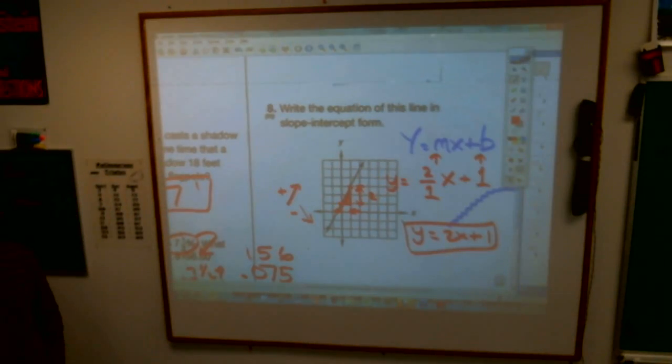Wait, why is it 2x? Because 2 over 1 is 2. I could give you 6 over 1, but that would be the same as 6, so you should say it was 6 over 1.